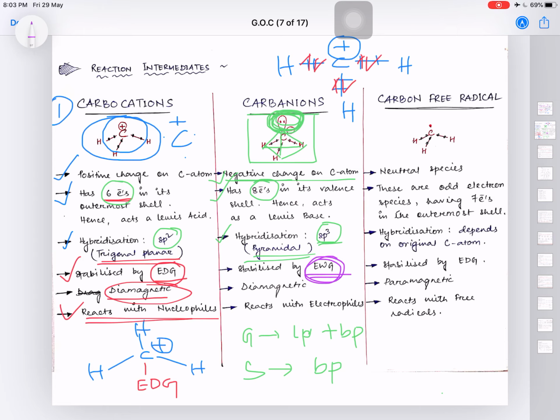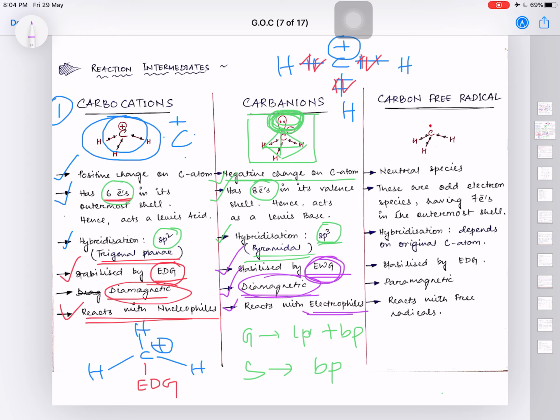Similarly, the next one also has an even number of electrons, 8 electrons, so all electrons are paired and it is diamagnetic in nature. And since it is rich in electrons, it will react with electrophiles. So these carbocations and carbanions have properties that are exactly opposite. Just keep in mind, only the magnetic property is the same: both are diamagnetic.